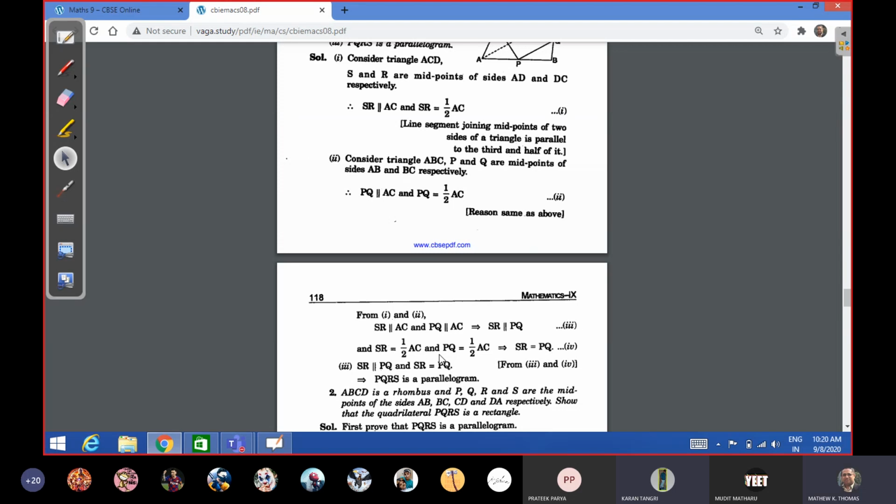Third part, you have already proved in the second part that PQ and SR are parallel, and PQ and SR are equal. Both these we have proved. If one pair of opposite sides is equal and parallel, then that figure becomes a parallelogram. So the third part is actually from part 2. We have already proved that PQ equal to SR and PQ parallel to SR. Okay, sir.